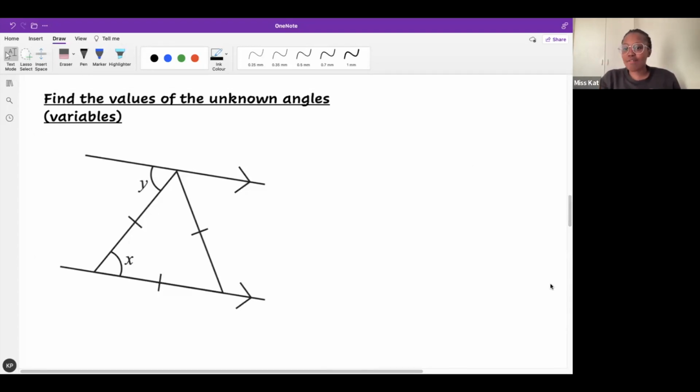Okay. Now let's think of all the geometry concepts that we have learned so far. So I want the value of the unknown angles, which is the variables. In this case, we have X.